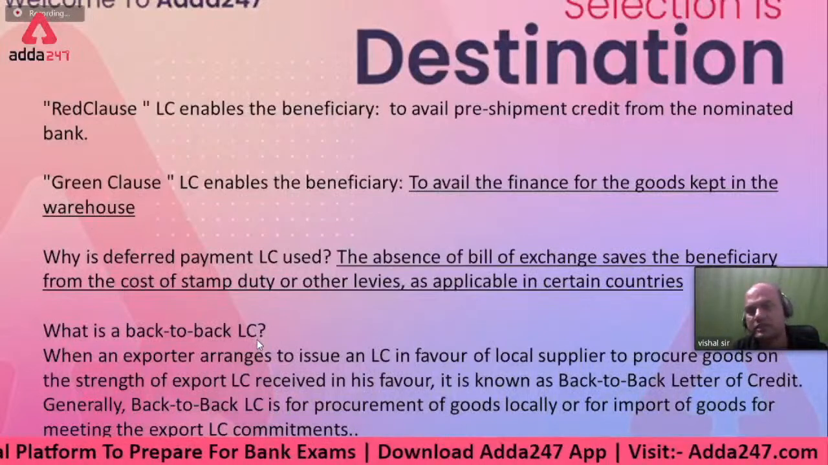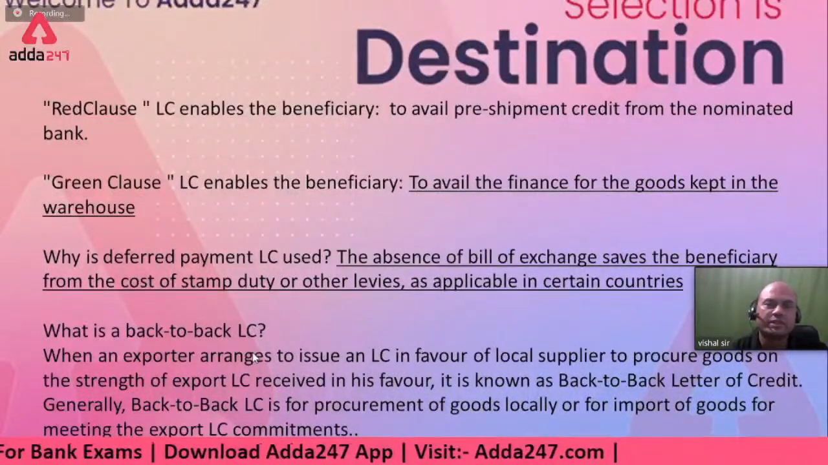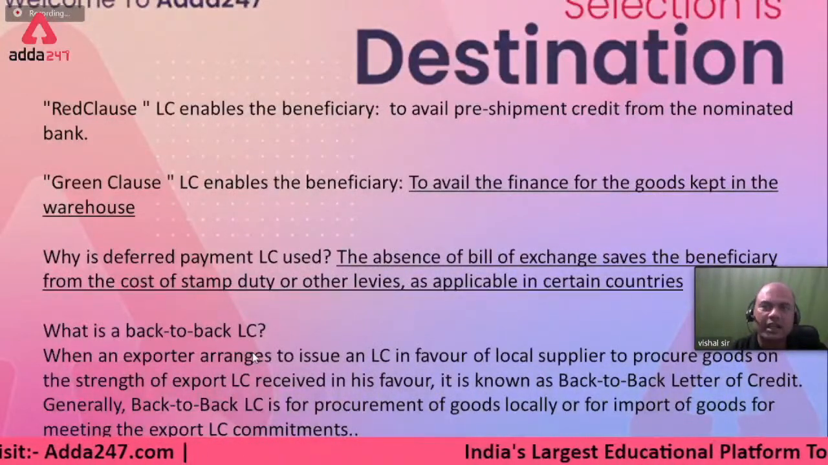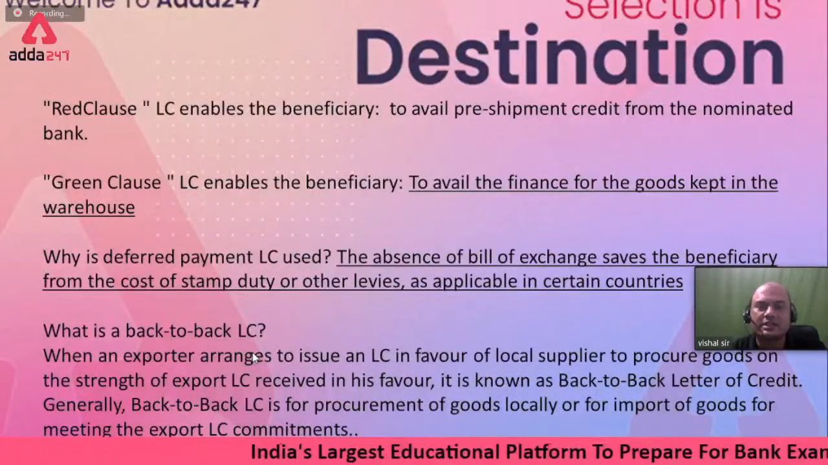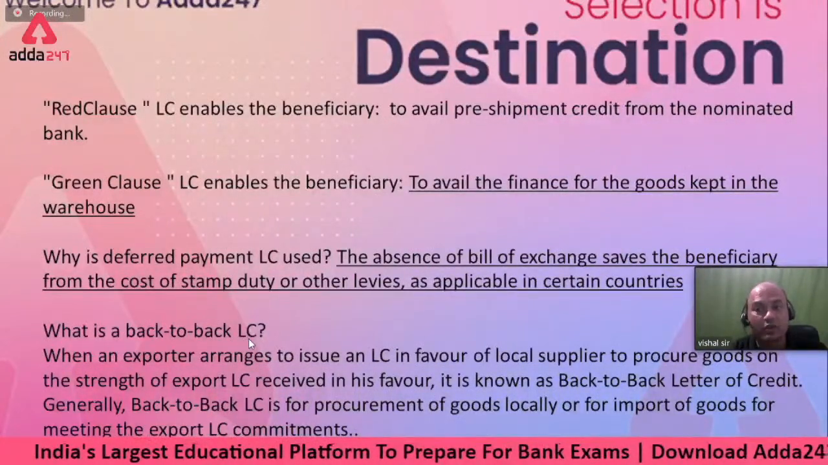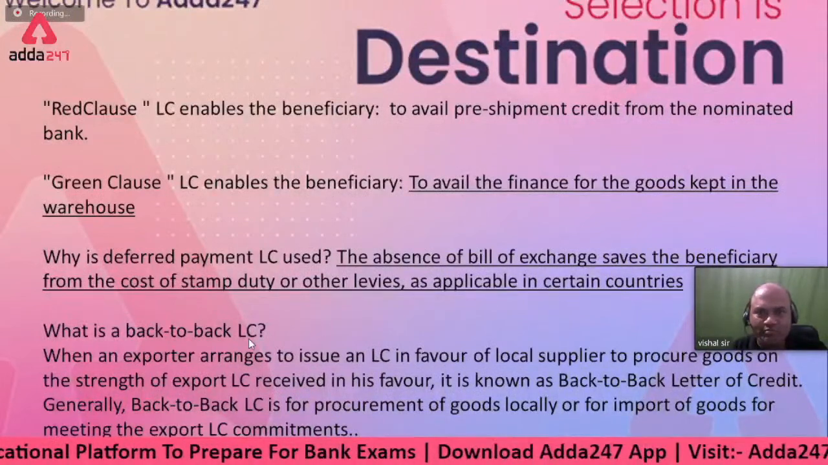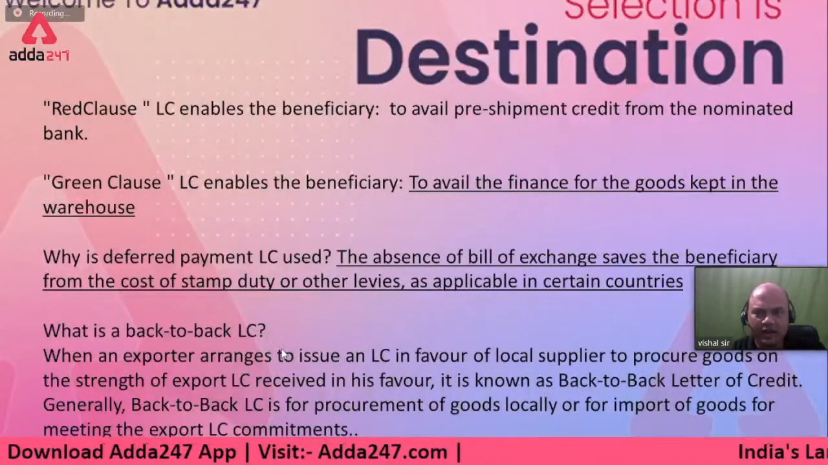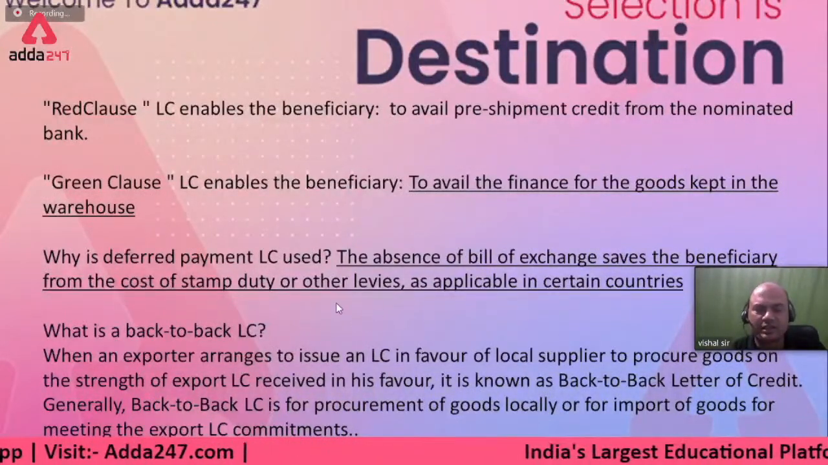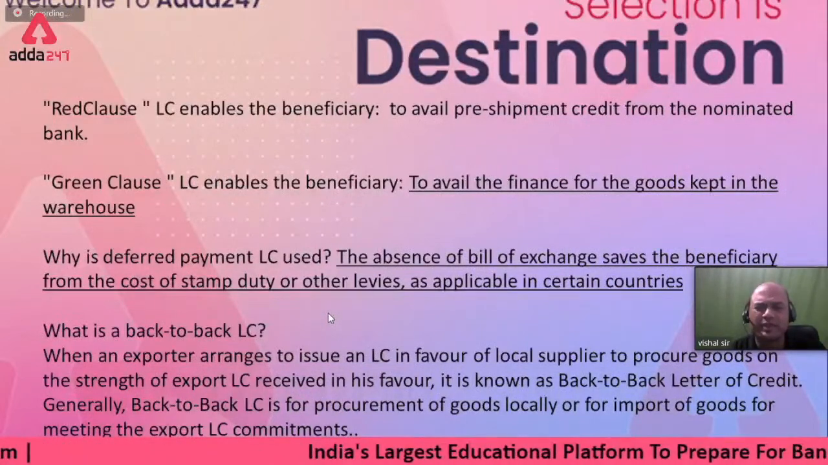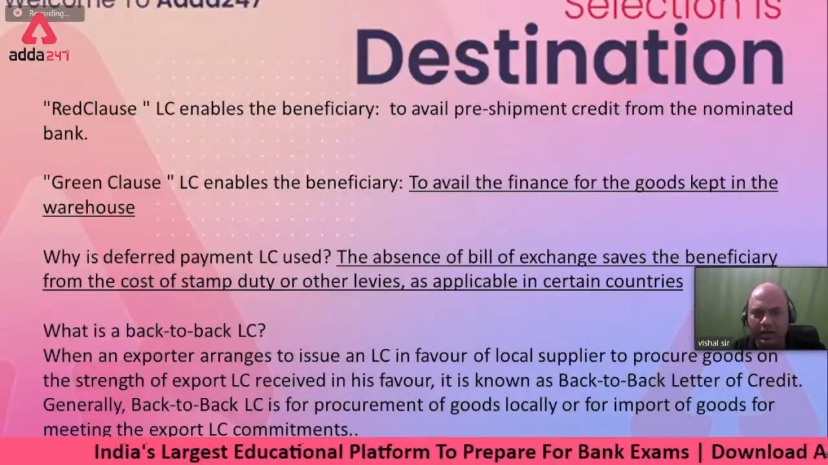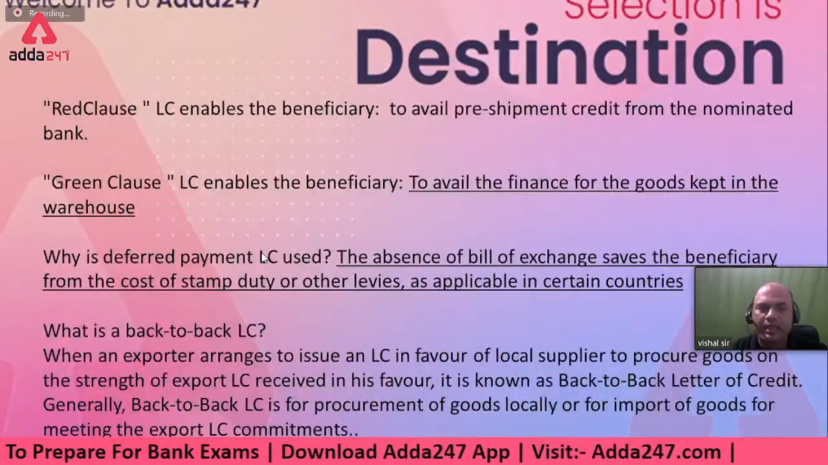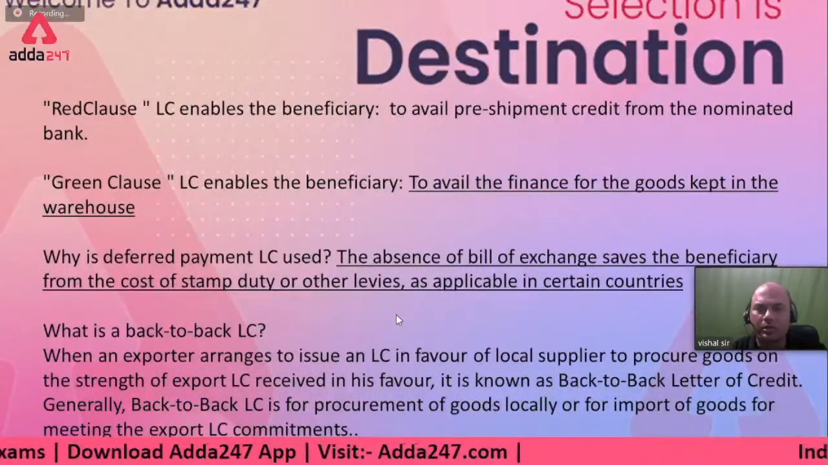In transferable LC, what do we do? The same LC which is received from the issuing bank by the first beneficiary, the same LC is transferred with certain changes. Now, what are those certain changes? That is not the purview of our topic today. But it's specifically these 2 amounts and 3 dates. In fact, I have covered it separately in my topic on transferable credit. Okay. So 3 dates and 2 amounts are to be changed.